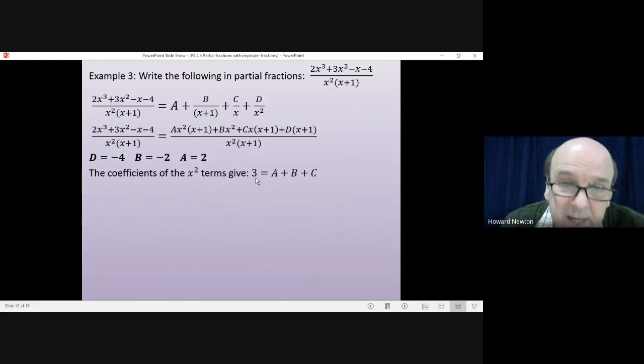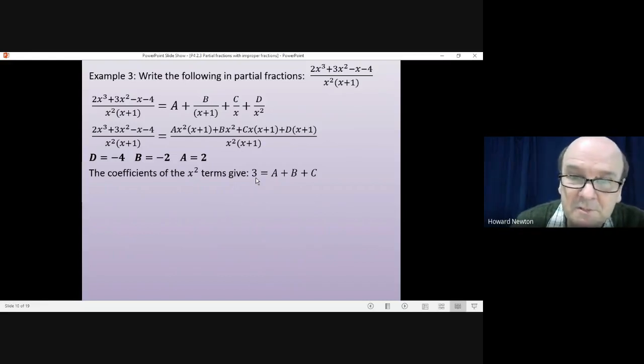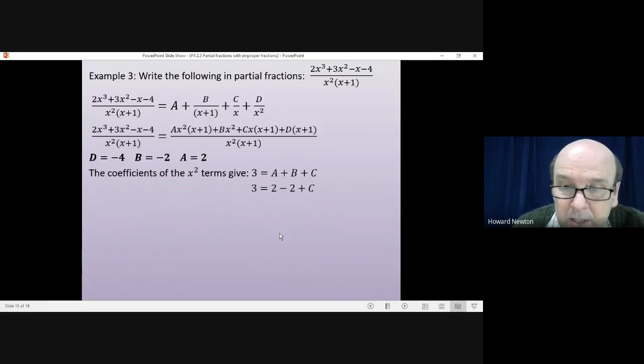Now, on the right-hand side, x squareds come from lots of different places. I'll get ax squared when I do the x squared times by the 1 here, so I will get an a. I've got bx squared, so there's a b. And multiplying out these brackets will also give me a cx squared, so I'll get c. So 3 is a plus b plus c. A and b I know, so that will give me 3 equals 2 minus 2 plus c, which means that c is equal to 3.